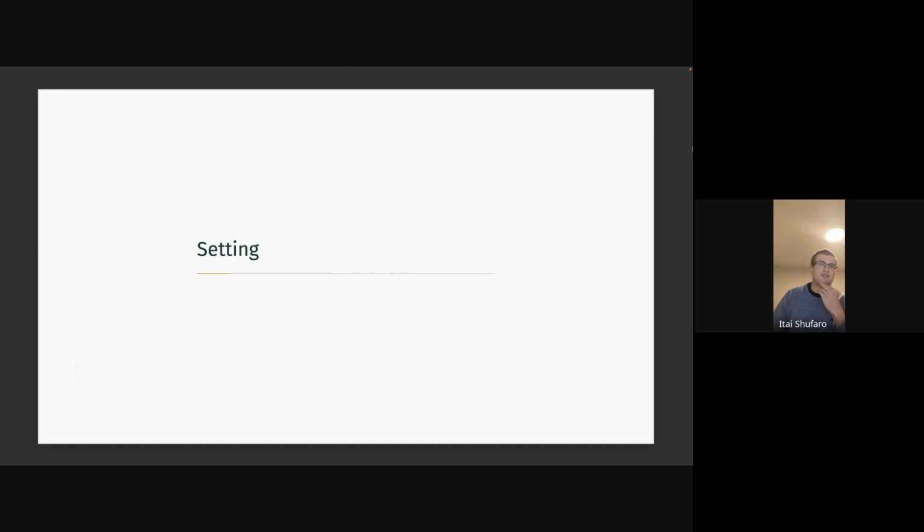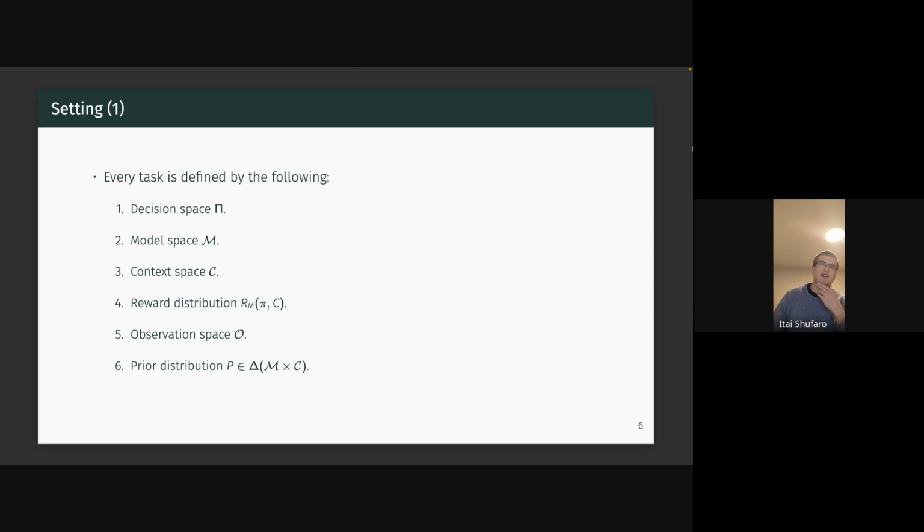Right? So before we dive deeper into our methods, we'll discuss our setting. Our setting is actually a common Bayesian setting that is general for a wide variety of decision-making tasks. We assume that this task is defined by the following: a decision space, a model space, and a context space, which represents our external information. And some reward distribution function that maps the model, a decision, and the context to a distribution over the line between 0 and 1. So we assume that the rewards are bounded.